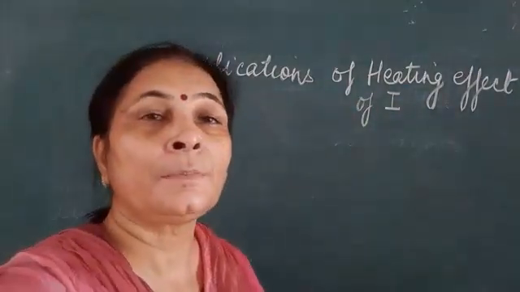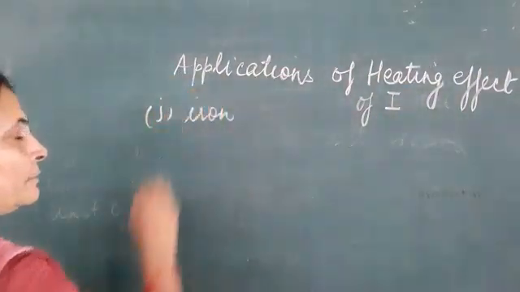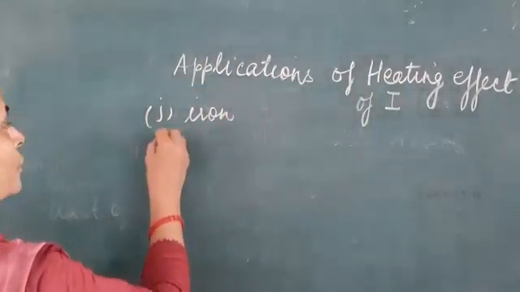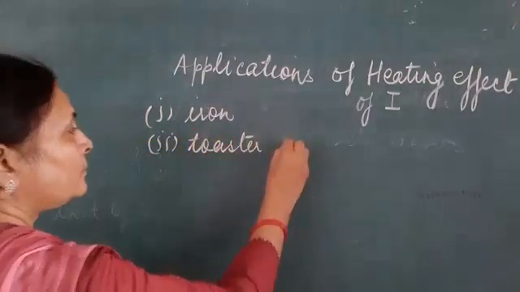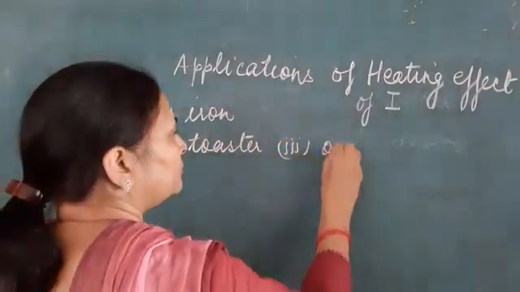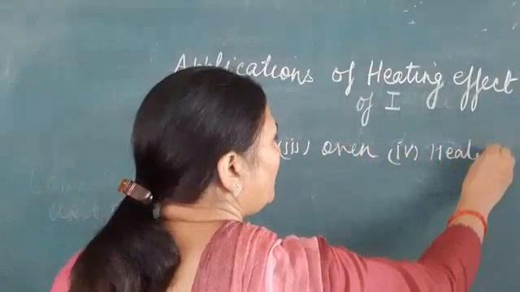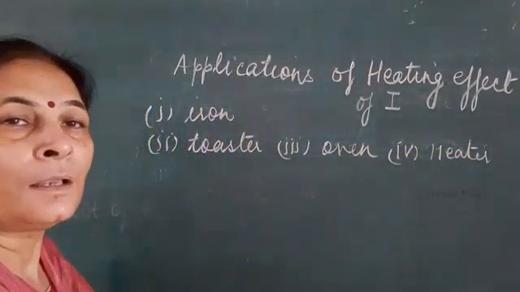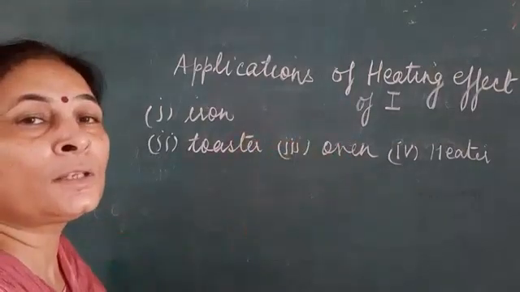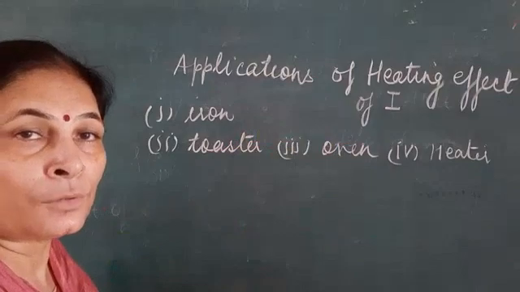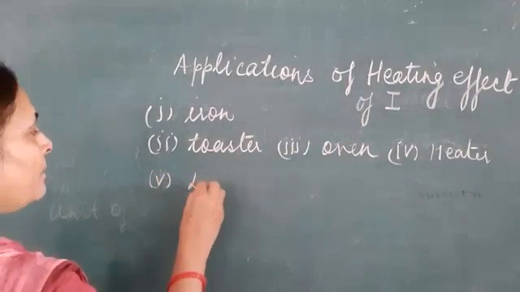say, iron, electric iron, then toaster, oven, heater, and there are many more things. Specifying two more devices in which heating effect, or you can say Joule's law of heating, is also used. We can take number 5 as electric bulb.